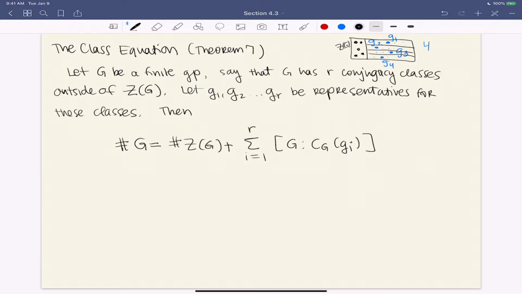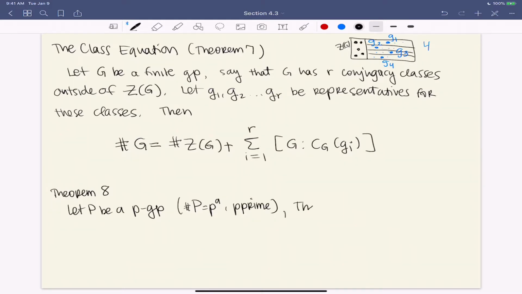Okay, so the class equation, when I prove it like this, I make it look so easy, but it actually has some really nice facts as corollaries. So theorem 8: let P be a p-group. We talked about it in class on Monday. This means that the size of P is p to the a, for p prime. Then the center of P is not just 1. So 1 always commutes with everybody, but in a p-group, there are always other elements that commute with everybody.